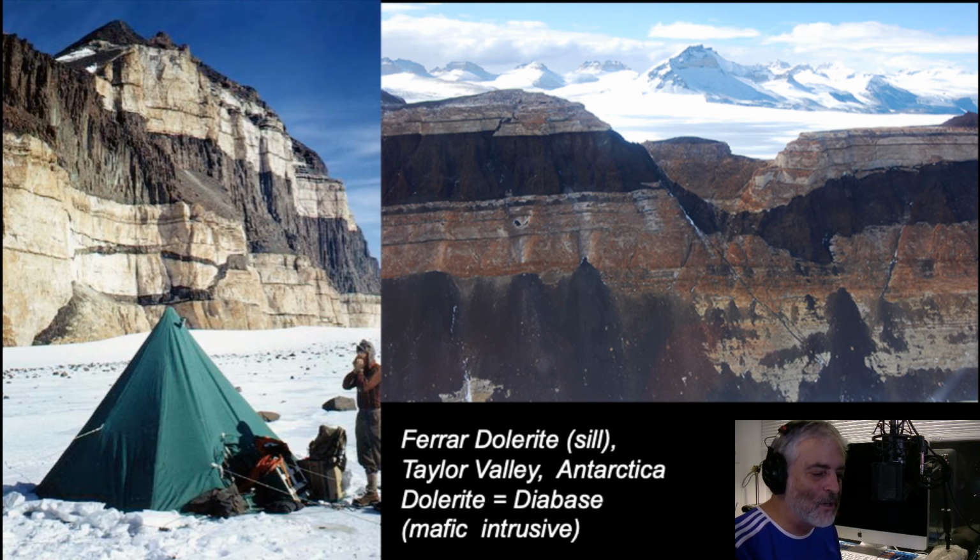So if it's an intrusive and it looks like basalt, we call it a diabase, or we call it a dolerite if you're in Britain. And so that is the Farrar dolerite in Antarctica. And so you can see one of the main glaciers cutting across behind it over there. But this is in Taylor Valley on the left-hand side here.